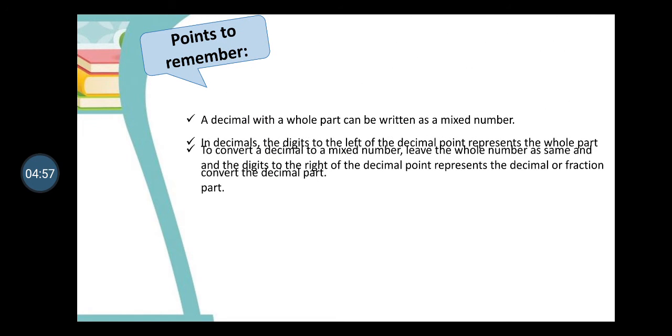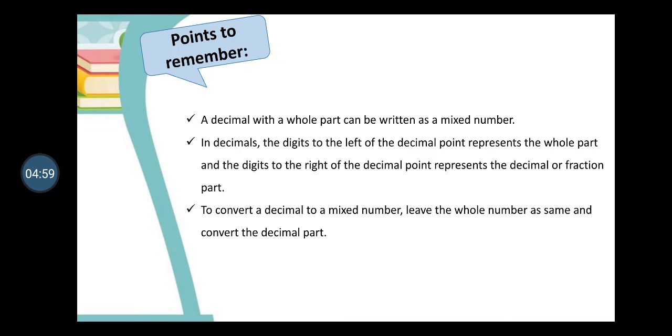And the third point is, to convert a decimal to a mixed number, leave the whole number the same, and we have to convert only the decimal part. And the fourth is to reduce the fraction after changing from decimal form, if we can reduce. But if we cannot reduce, we have to write it the same.